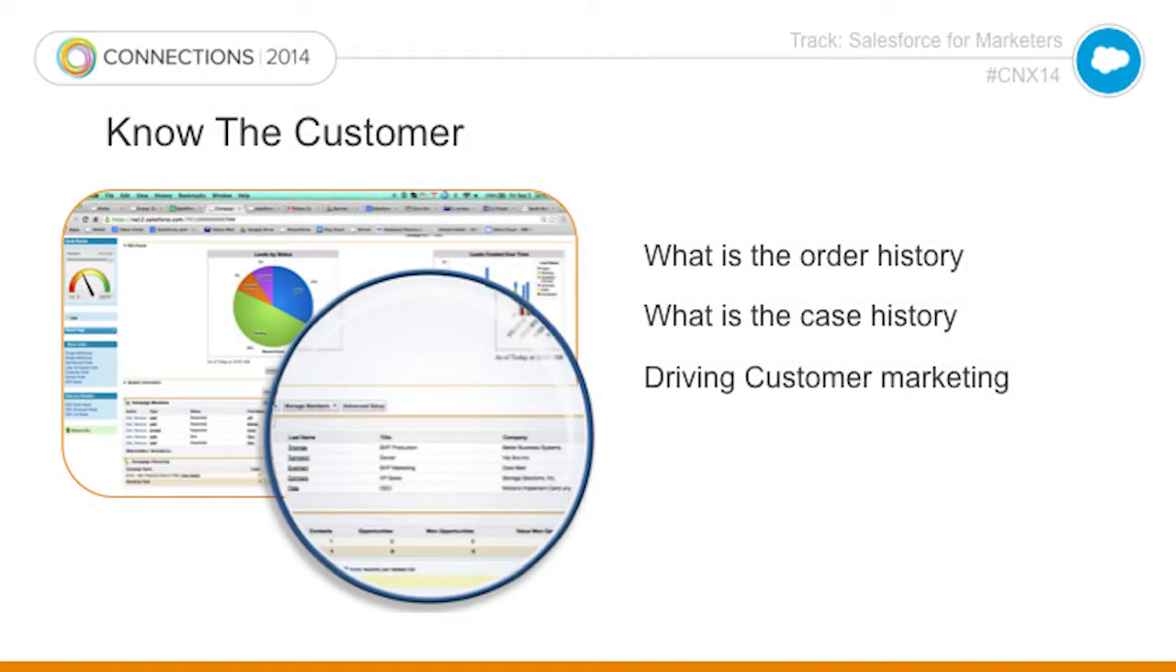Knowing the customer as well. So, being able to look at what is their order history, right? How can I segment that customer base and that prospect base by their order history? So if we run a particular program, what orders does that produce? What is the case history?